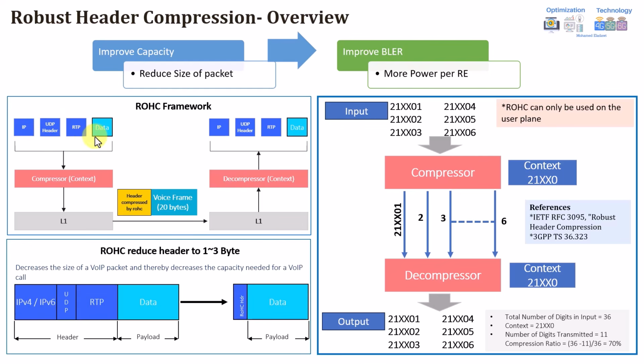So actually, the main idea that I would like to confirm is that this is happening at the PDCP layer. This is the robust header compression happening at the PDCP layer. So at the PDCP layer, you will have a compressor. The compressor will establish the context. I will explain this one in more detail. Then it will be transmitted.